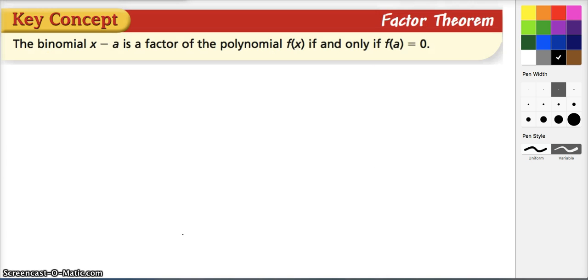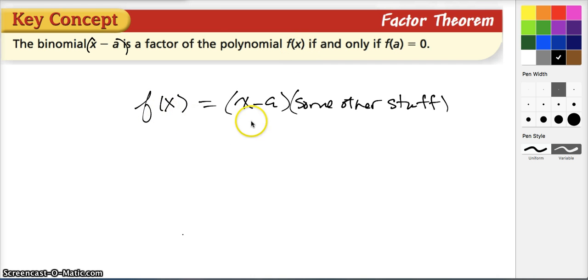So this key concept gets to the heart of what we were talking about in the vocabulary. X minus a is a factor of some polynomial f of x if and only if f of a is equal to 0. I'm going to say it again. If you have x minus a and it's a factor of f of x, meaning f of x is equal to x minus a times some other stuff, x squared, and so on, right?